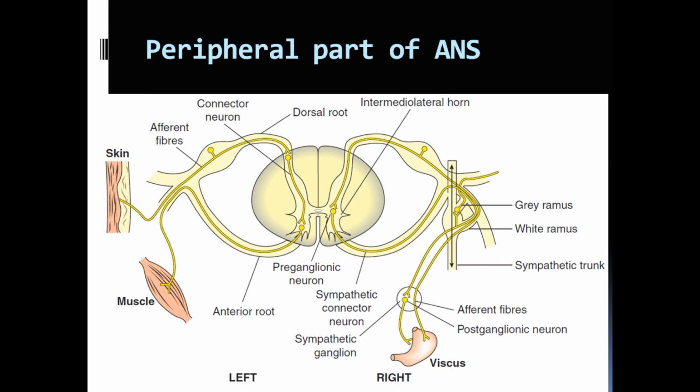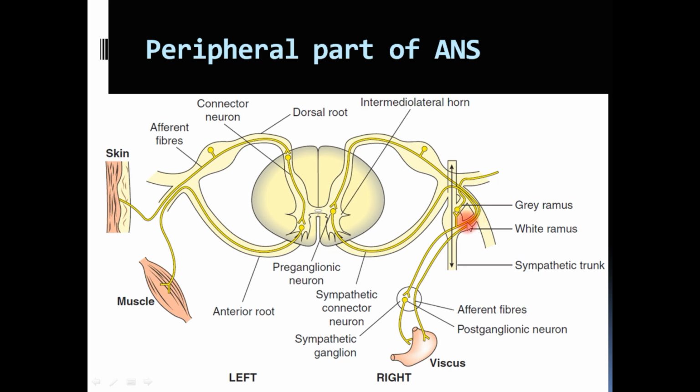Let us see the course of these preganglionic fibers, ganglion, and the postganglionic fibers in detail once again. So these fibers are arising, the sympathetic preganglionic neurons. The cell body of the preganglionic neuron fibers is located in the intermediolateral horn of the spinal cord. From there, they travel through the anterior horn of the spinal cord in the spinal nerve. They enter the white ramus here, since these neurons are myelinated neurons. They form the white ramus.